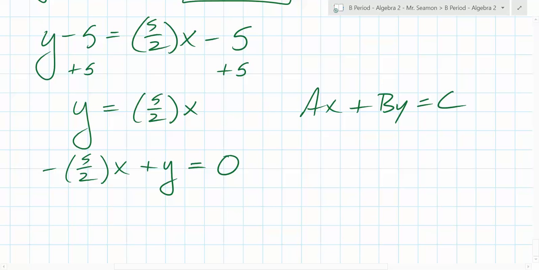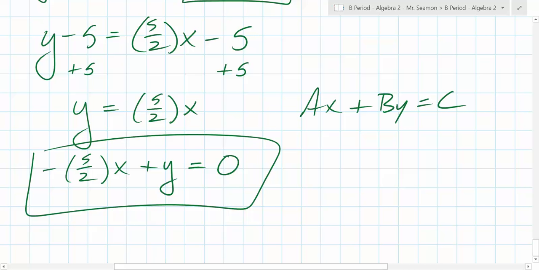Now, there's one last side note. You can start packing up because it is a little 2 minutes past. One last side note. Some books, they don't like fractions in front of the x value or the y value. They don't like fractions in that at all. I don't care right now, as long as you have it in ax plus by.